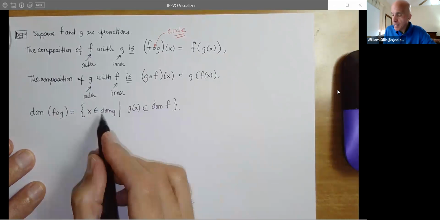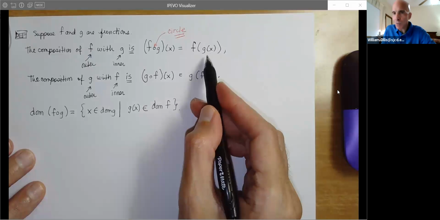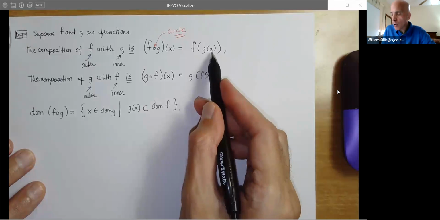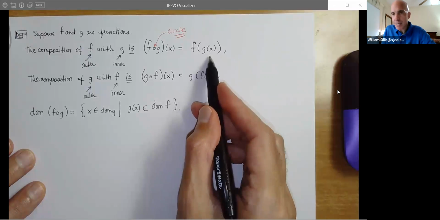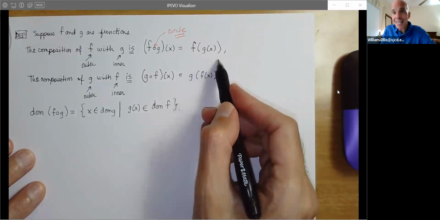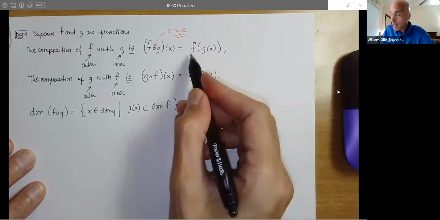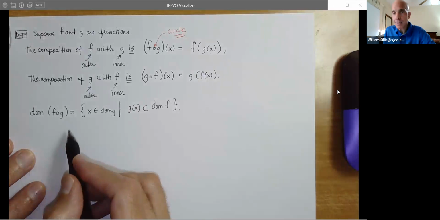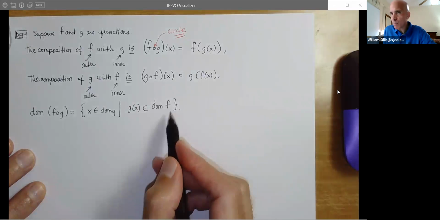So this is what is apparent if we define the composition to be this. We have to start out with an x in the domain of g, so g of x makes sense. But then we're substituting g of x into f. So g of x must be in the domain of f if f of that is going to make sense. So again, this is probably easier than the last problem.